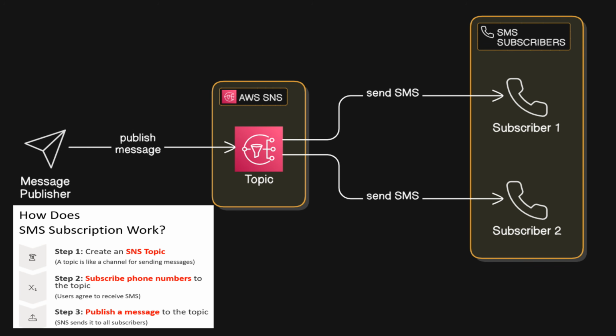How does SMS subscription work? Step 1 is create an SNS topic. A topic is like a channel for sending messages. Step 2 is subscribe phone numbers to the topic. Users agree to receive SMS. Step 3 is publish a message to the topic. SNS sends it to all subscribers.